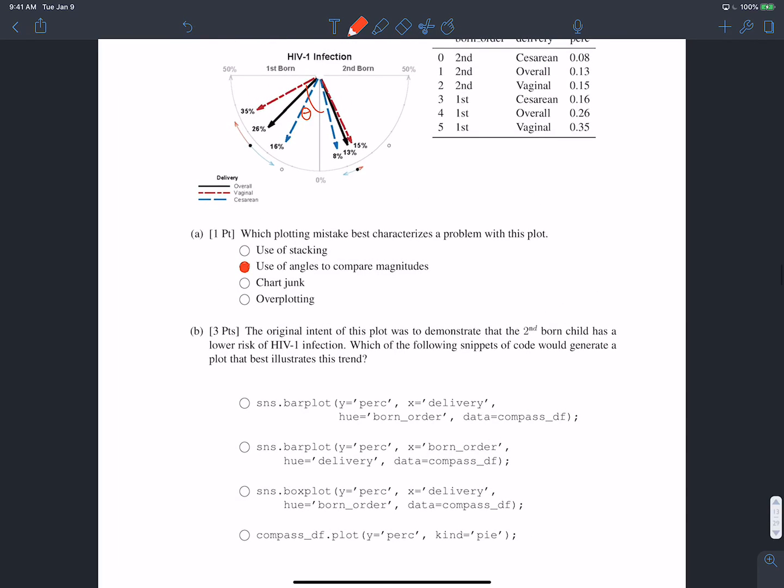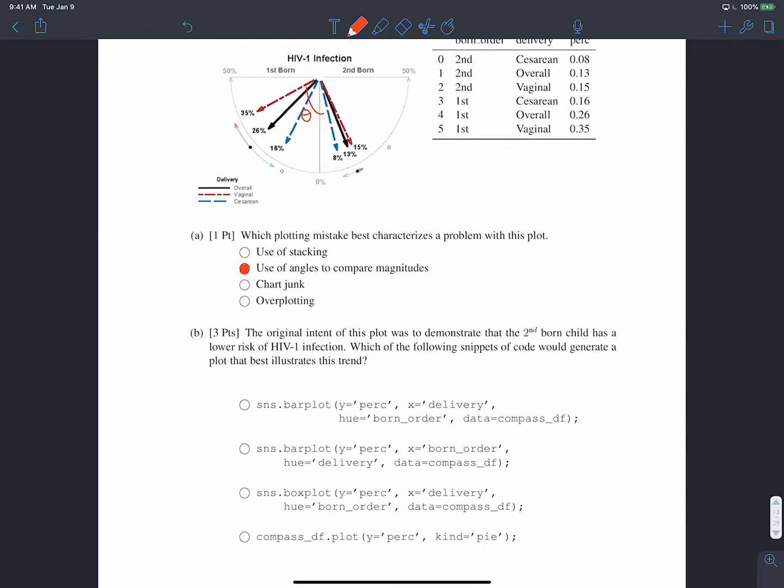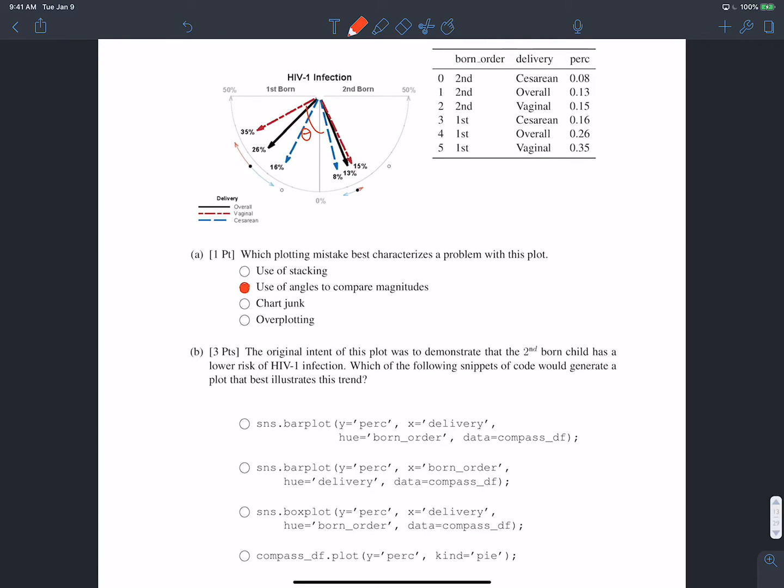The original intent of this plot was to demonstrate that the second born child has a lower risk of HIV-1 infection. Which of the following snippets of code would generate a plot that best illustrates this trend? So what we'd probably want is some sort of bar graph for both the firstborn child and the secondborn child, maybe put them in different colors, and we'd have different bars for caesarean, overall, and vaginal. And we would have the heights be the different percentages, and we put them in different colors, so it makes it easy to compare the different distributions. So we notice we probably want one of the ones where the hue is born order, so we can get rid of delivery.